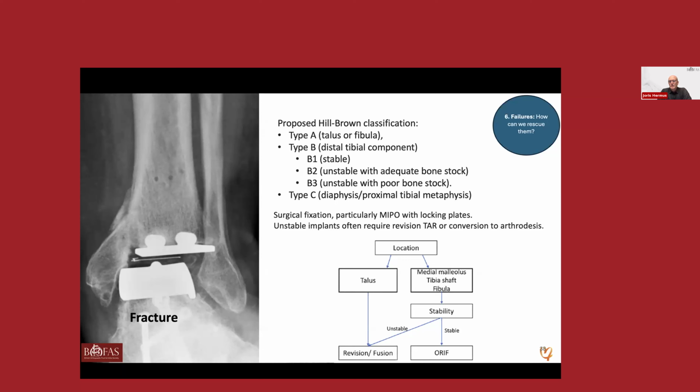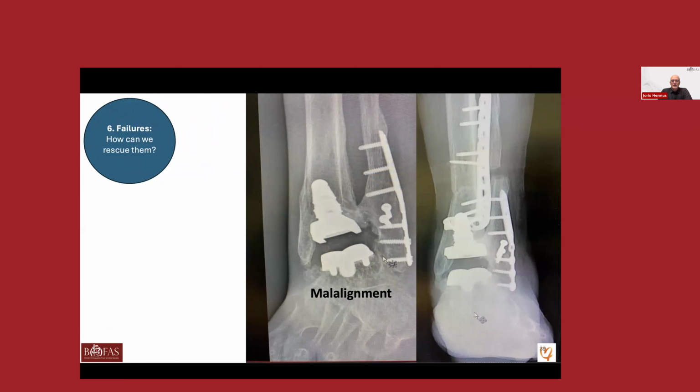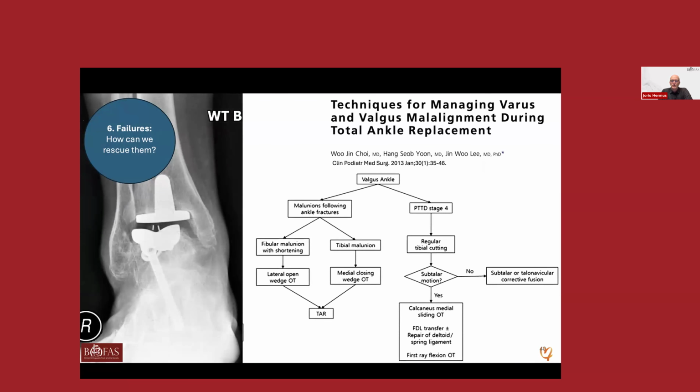While in a medial malleolus fracture, in his way, when the implant is stable, then you fix it with sometimes a plate or screws, depending on how vertical the fracture is. So malalignment, here again, be aware that it's not subsiding or a cystic lesion caused by loosening. If that's the case, you need to revise the ankle implant totally. Otherwise, you can readdress them according to the following treatment scheme.